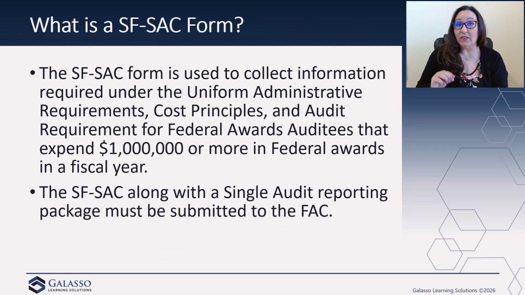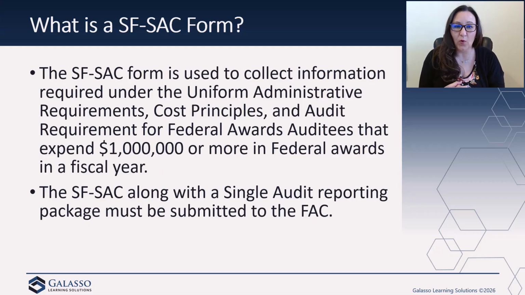And I do want to dive in a little bit so you do understand what these forms are. So what is that SF-SAC form? Well, it is used to collect the information that's going to be required under the Uniform Administrative Requirements, Cost Principles, and Audit Requirements for Federal Award auditees. But really, that's just talking about our single audits under uniform guidance. And now that we have our Yellow Book 2024 implemented, it's going to be for auditees that have expended $1 million or more of federal awards in a single year.